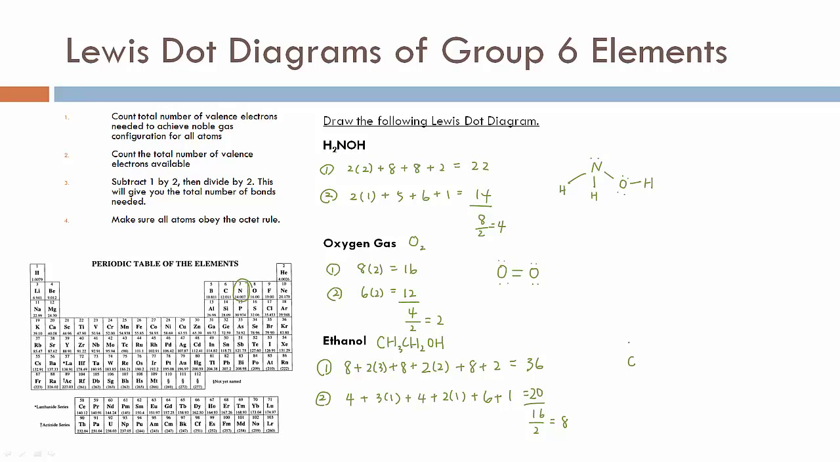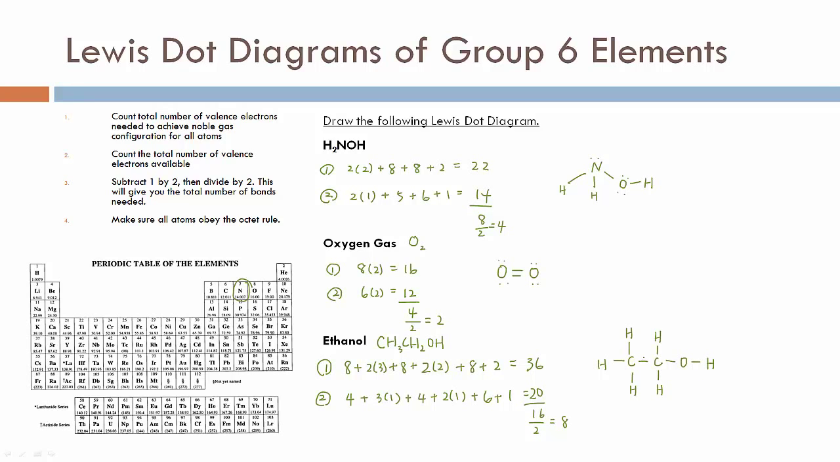We'll start off by writing the carbon, and we link that up to 3 hydrogens. Use 3 bonds so far. Next step is to draw the second carbon, and we link this carbon up to additional 2 hydrogens. So far we used 1, 2, 3, 4, 5, 6 bonds already. We have 2 bonds left. Those last 2 bonds will link the oxygen to the carbon and a hydrogen to the oxygen.